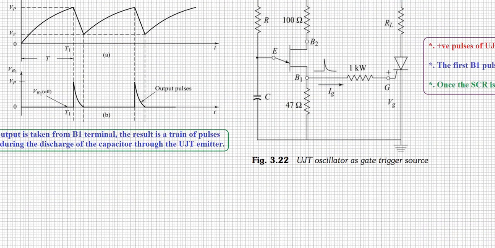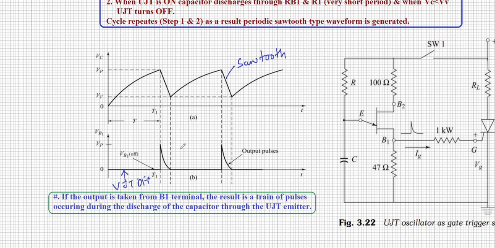One more very important observation here: when UJT is on, the discharging will be seen like this. It looks like a small short pulse, a short train of pulses. So if the output is taken from the B1 terminal, the result is a train of pulses occurring during the discharge of the capacitor through the UJT emitter. So this is how the discharging train of pulses will be seen as output pulses. This pulse is very important for the next application.